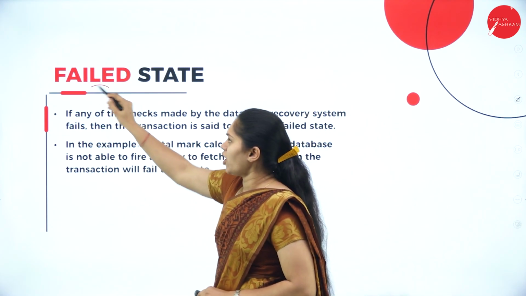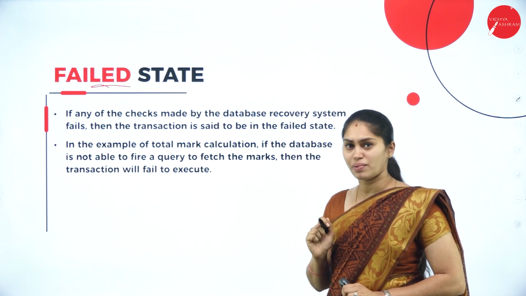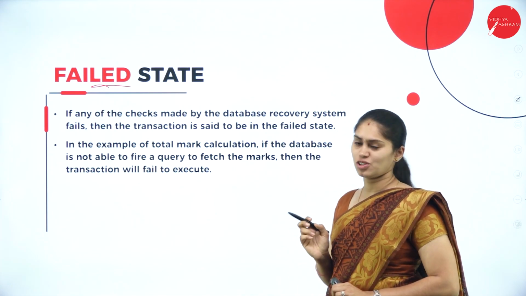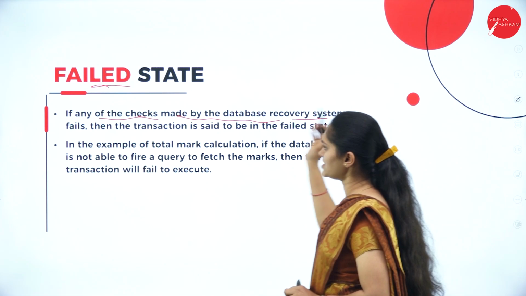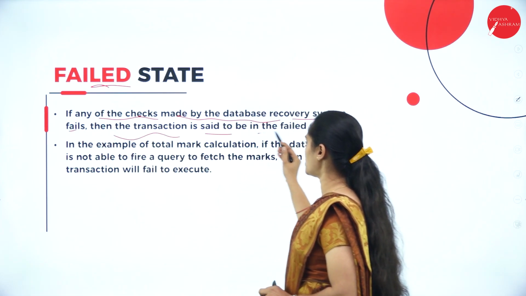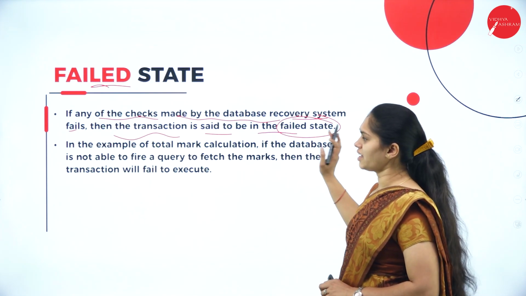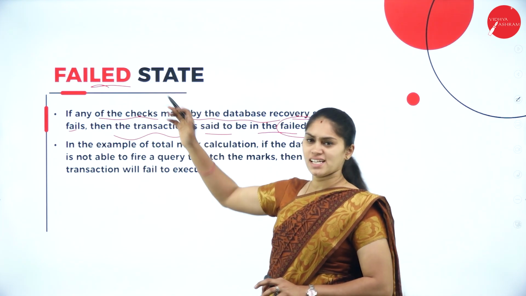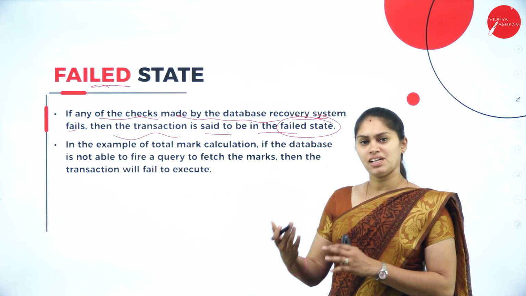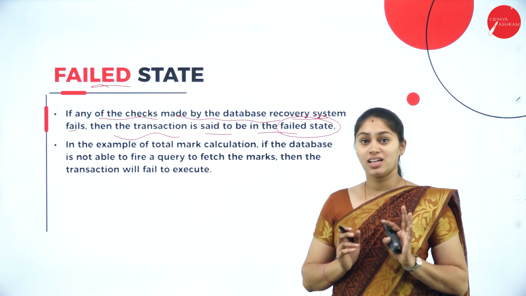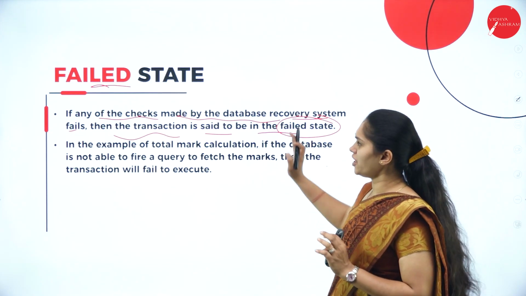Then after the active state, it may reach the failed state, or at the time of the partially committed state it may reach the failed state, if any of the checks made by the database recovery system fails. Then the transaction is said to be in the failed state. This is somehow a dead kind of thing. If you have insufficient balance, or if the server is down, then you have to restart the system. You can't go back to the previous state. That is the failed state.